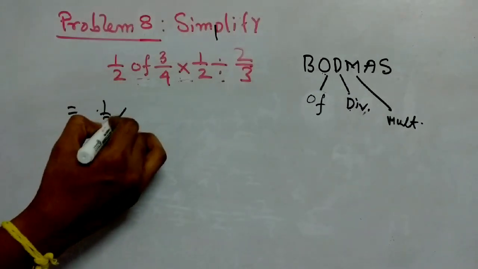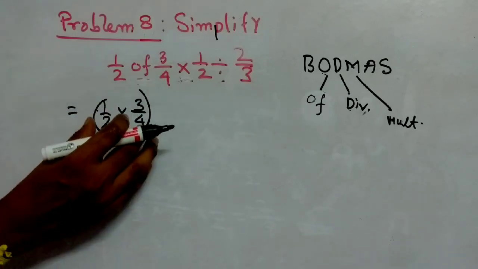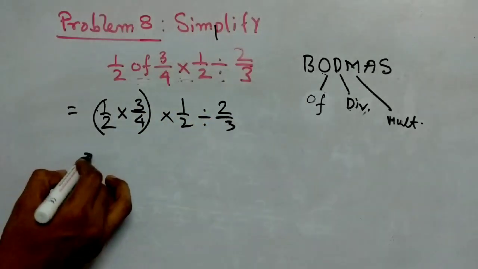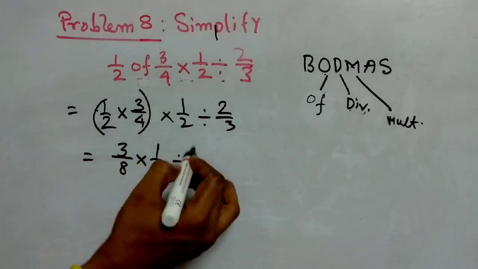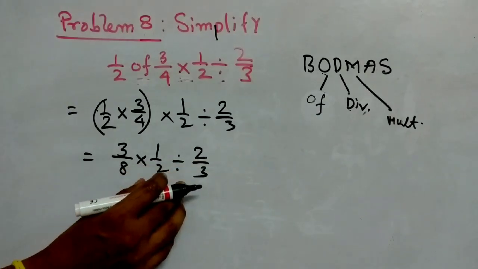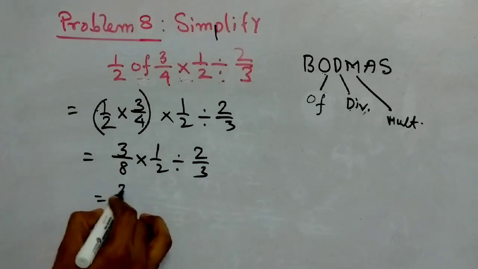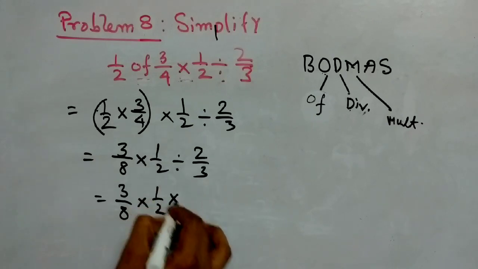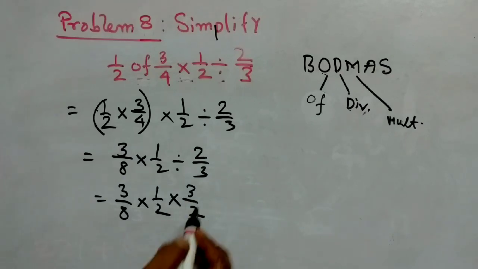So 1 by 2 into 3 by 4, and we will do it first. That is why I have just kept it in the bracket. So now the rest of it is divided by 2 by 3. So this is nothing but 3 by 8, now into 1 by 2 divided by 2 by 3. Now let me tell you, here multiplication and division are left. So that is why division will be done first. So 3 by 8 into 1 by 2, this division will become multiplication, and this 2 by 3 will be 3 by 2.